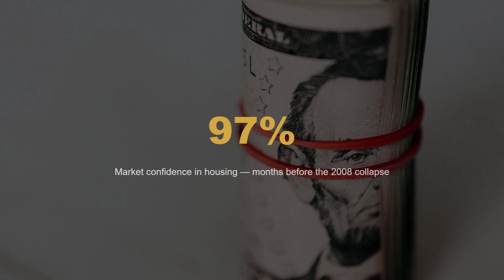They bet billions against the housing market and made one of the largest single trade profits in Wall Street history. The difference between 97% confidence and bankruptcy was one concept: updating probabilities with new information. That concept has a name: Bayes' theorem.